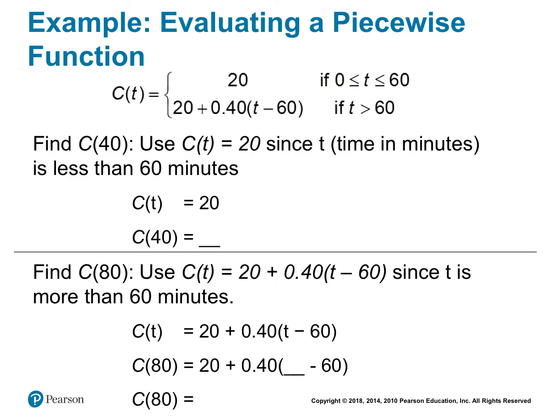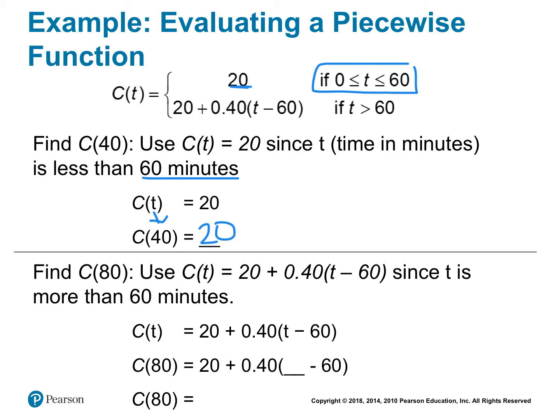Okay, so let's go ahead and use these and try to find some different costs. So find C of 40. So we're going to be using the first equation because our T is less than 60 minutes, because we're wanting to put a 40 in place of the T. So we know that if it's between 0 and 60, it's just this flat rate of 20. So C of 40 is just going to be the $20.